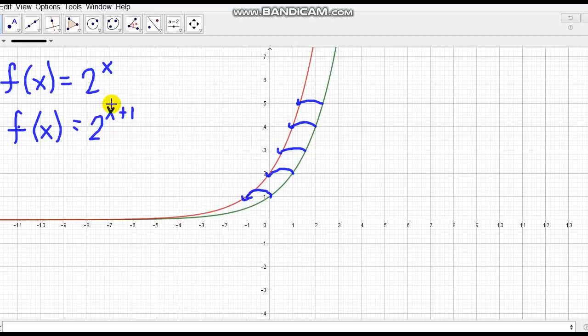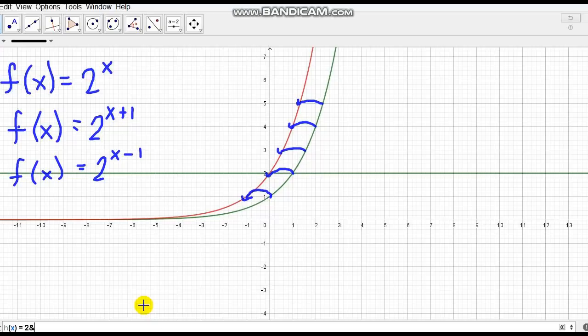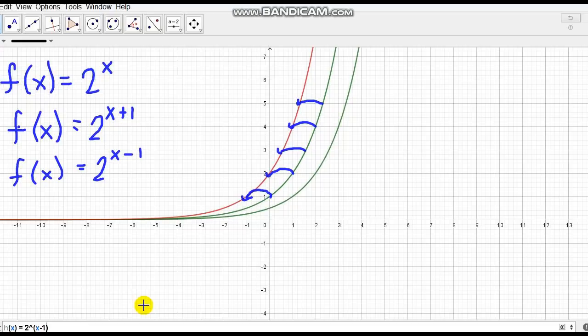Now let's see what will happen if we subtract a value from x. So this becomes f of x equals 2 raised to x minus 1. We change the function to x minus 1 instead. This is the graph of 2 raised to x minus 1, and take note that this is our original. From here, the graph now moves 1 unit to the right.